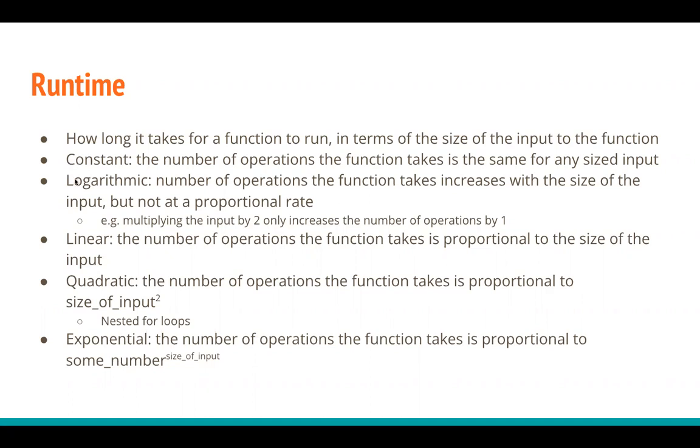We have constant, logarithmic, linear, quadratic, and exponential. And these are in order of increasing time. So constant is the fastest and the best, and exponential is the slowest. A constant time function will always run the same number of operations. A logarithmic one, if you increase the input, will perform more operations, but the rate at which the number of operations increases is slower than the rate at which the input increases.